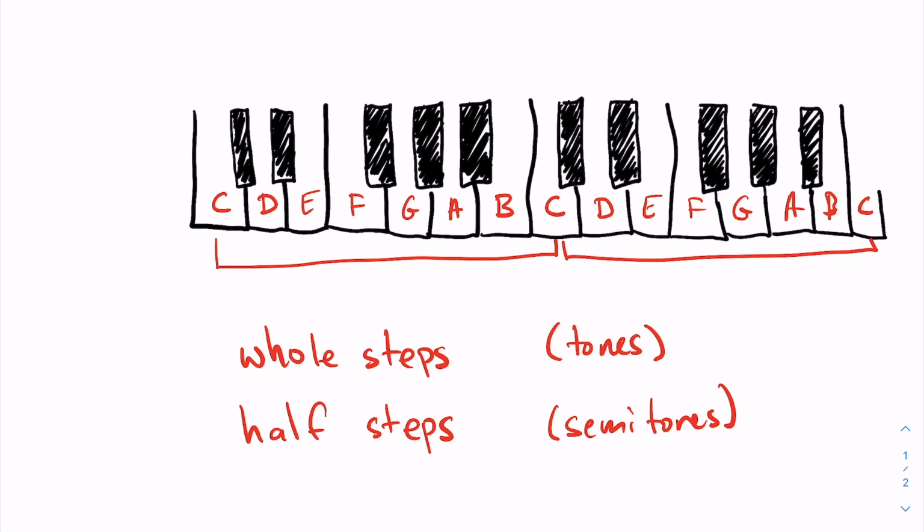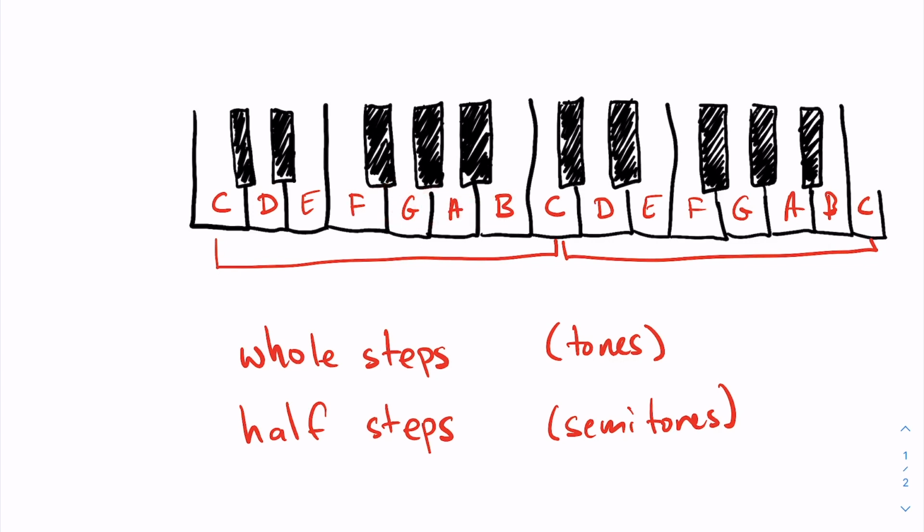All adjacent letters are a whole step away from each other except for 2. E to F is a half step. Notice that there's no black key here in between the E and F keys. And B to C is a half step. All other adjacent letters are a whole step apart.